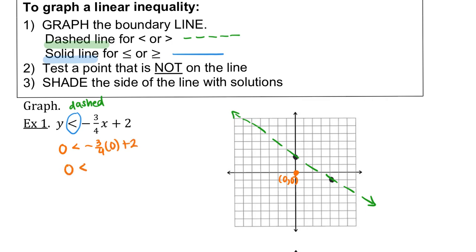So is 0 less than 0 plus 2? 0 plus 2 is 2. Is 0 less than 2? Yes, it is. Which means when I shade it, I need to shade this side with 0, 0. Okay, and then all the solutions are on the shaded side. And this is a complete graph. I did the boundary line correctly, and I shaded the correct side. Okay, let's try some other ones.